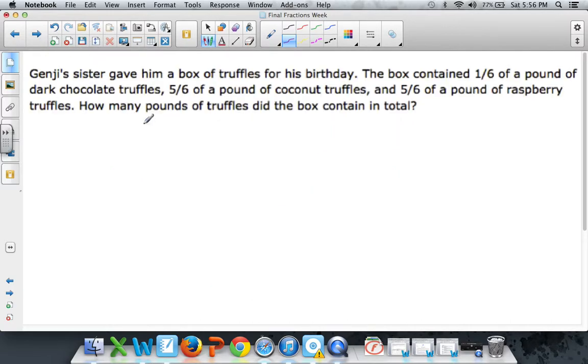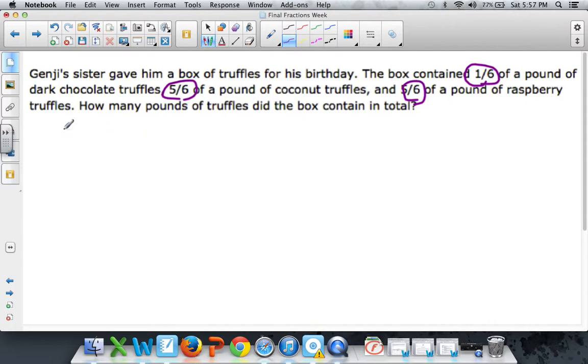Word problem! Genji's sister gave him a box of truffles for his birthday. Alright, cool. Very nice of Genji's sister. The box contained 1/6 of a pound of dark chocolate truffles, 5/6 of a pound of coconut, and 5/6 of a pound of raspberry. How many pounds of truffles did the box contain in total?